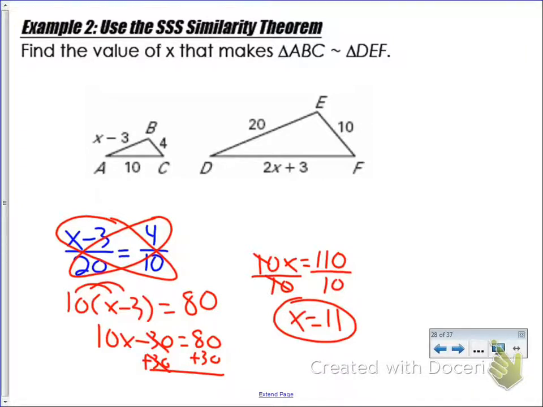So it's not a bad idea to check our answers. Remember, we had x minus 3 over 20 equals 4 over 10. If I plug in x, so if x is 11, 11 minus 3 divided by 20, 11 minus 3 is 8. 8 divided by 20 is going to be 0.4 if I check that in my calculator. And then if I do 4 over 10, which is the other ratio I had, I'll do that in the calculator and get 0.4 as well. So these two things end up being the same. That's just good to check your answer. And the answer is x equals 11.